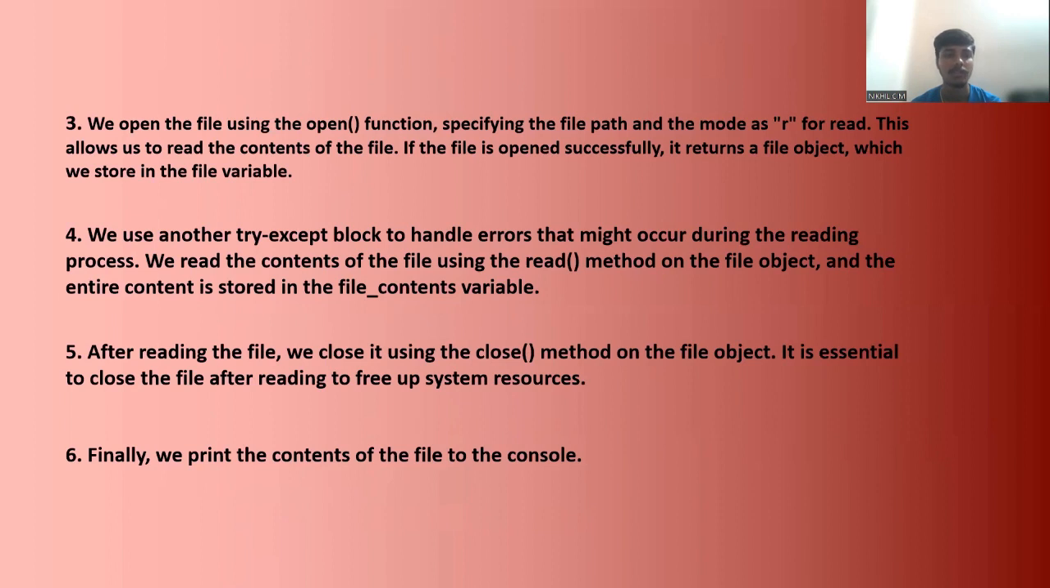We use another try except block to handle errors that might occur during the reading process. We read the contents of the file using the read method on the file object, and the entire content is stored in the file contents variable.